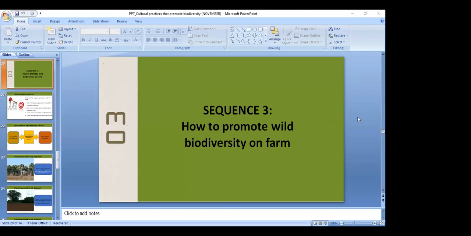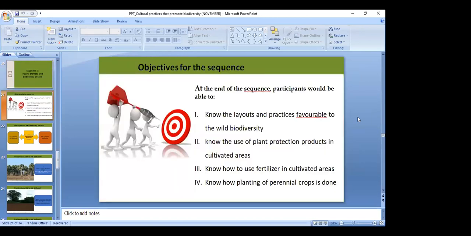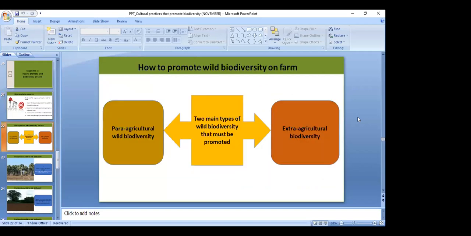So at the end of this sequence, we are going to know the layout and practices favorable to the wild biodiversity. We're also going to know the use of plant protection products in cultivated areas, and how to use fertilizer in cultivated areas. And last but not the least, we will know how planting of perennial crops is done. So how do we promote wild biodiversity on the farm? There are two main types of wild biodiversity that must be promoted: para-agricultural wild biodiversity, and extra-agricultural wild biodiversity.